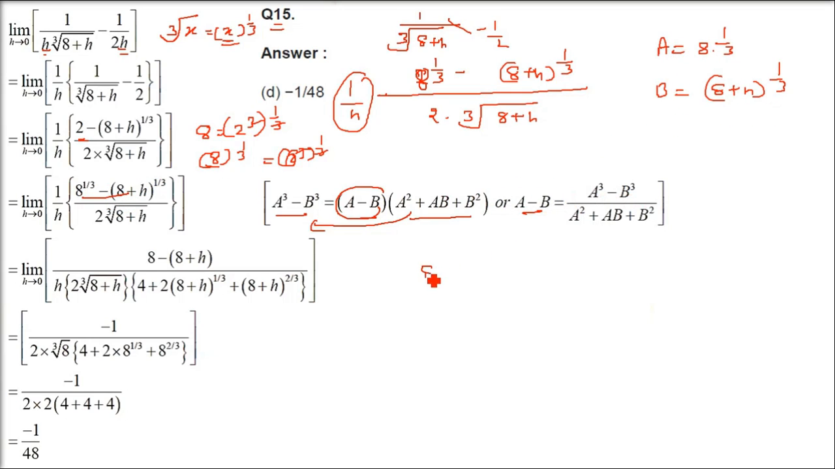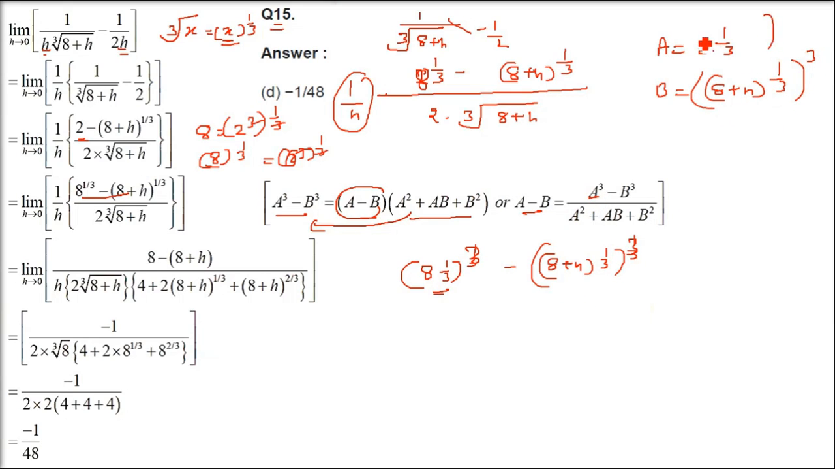So a cube is what? 8 raised to 1 by 3 to the power 3, and 8 plus h raised to 1 by 3 to the power 3. Please remember it's 3, because a cube minus b cube, a is our 8 raised to 1 by 3, b is 8 plus h raised to 1 by 3.